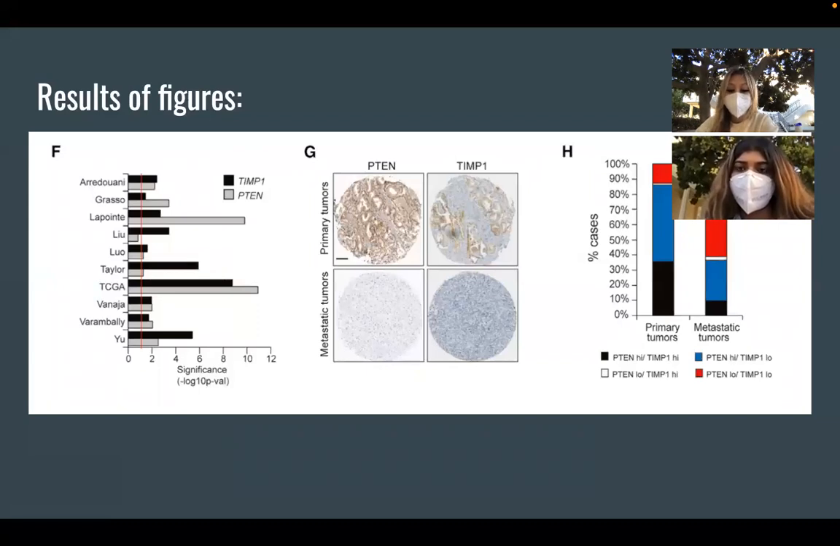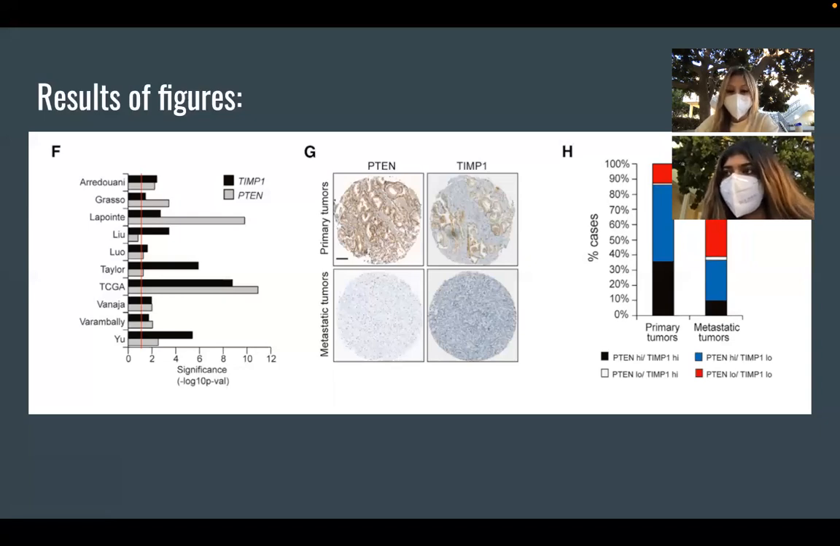The results of figure F is that this bar plot enlists prostate cancer datasets demonstrating a positive correlation between the expressions of TIMP1 and P10. Figure G is representing images of human TMA, which is tissue microarray, and refers to the practice of relocating multiple tissue sections, samples stained for P10 and TIMP1 in primary and metastatic tumor cases. There is more staining in primary tumors than there is in metastatic tumors for P10 and TIMP1.